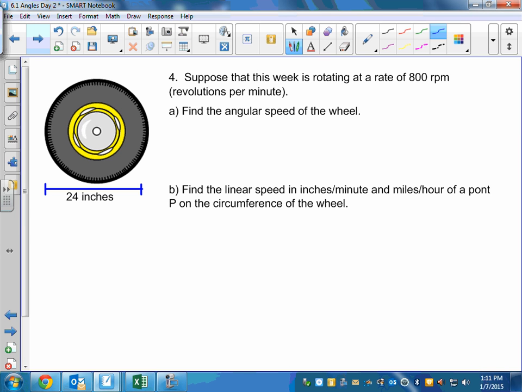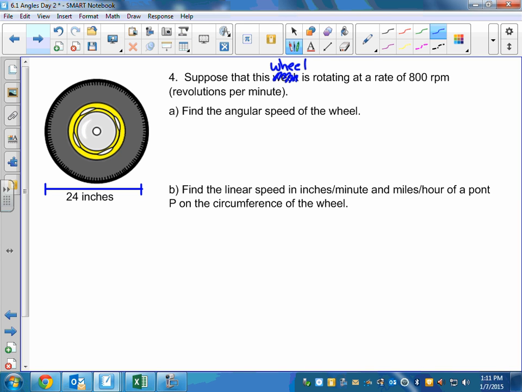Look at this lovely wheel I put on here. Can you tell these are my notes I just typed yesterday? I wrote, suppose that this week is rotating. That should say wheel. I can't ever remember if wheel has a P on the end of it. It does not. It's not a week, it's a wheel.